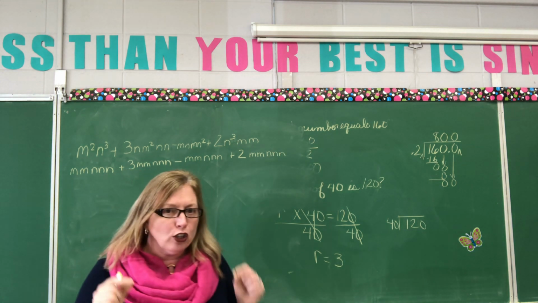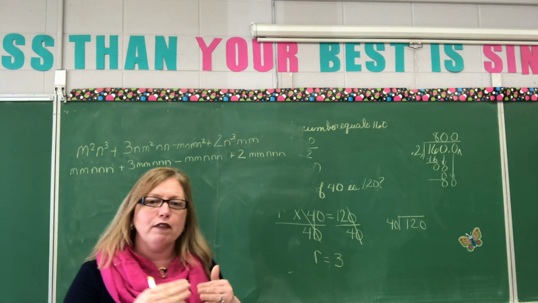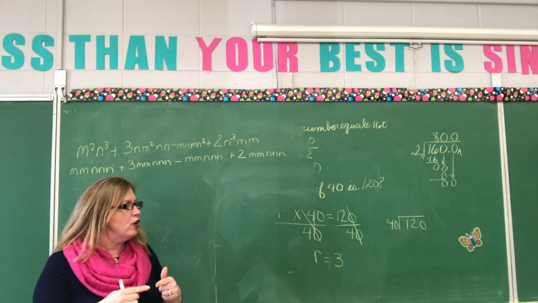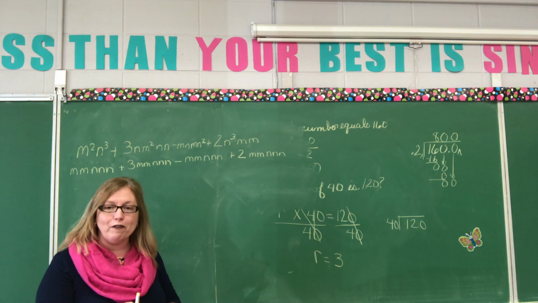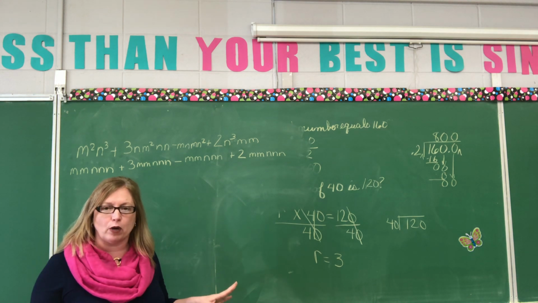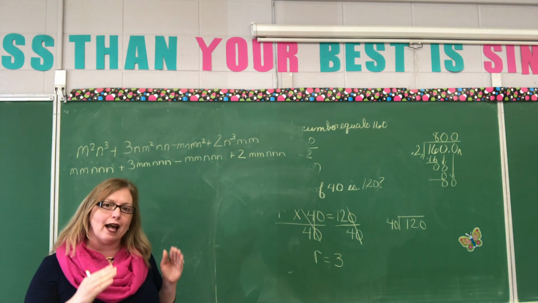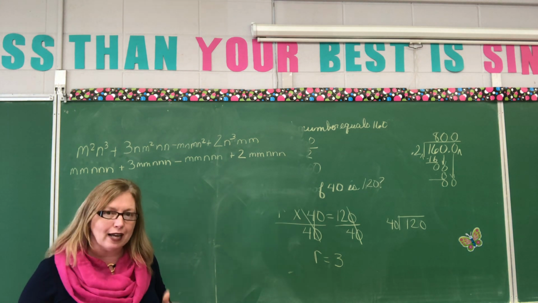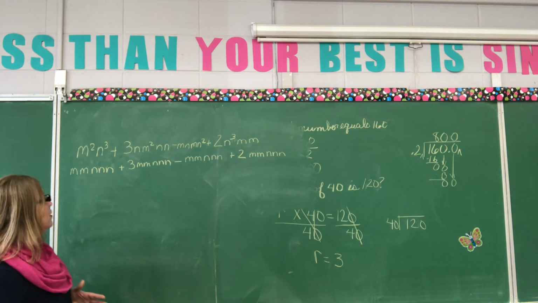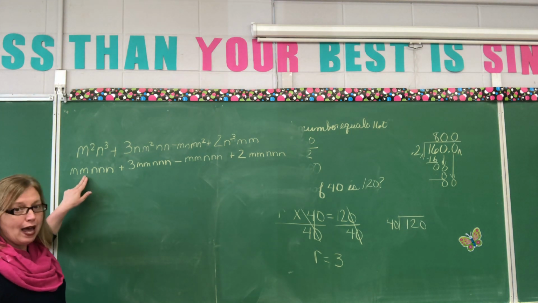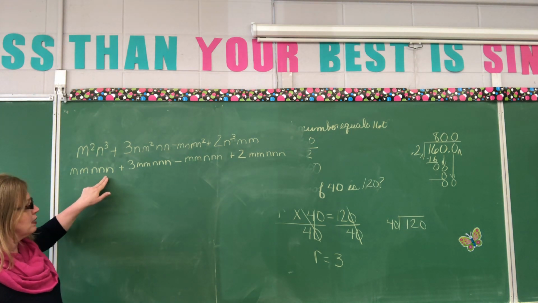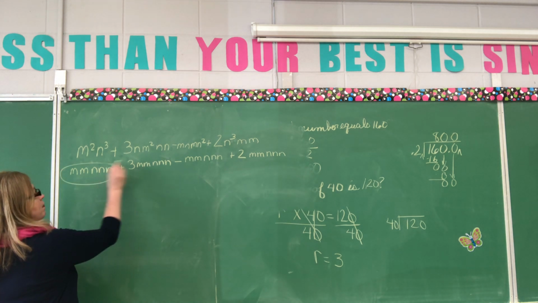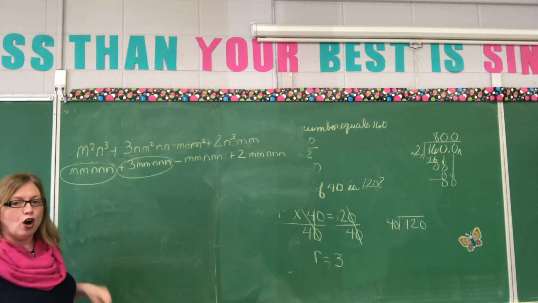Now we're going to go back and look at this. How many of these terms are exactly alike? What am I looking at? Not the coefficients. The coefficients are the numbers. We don't care what the numbers are right now. We're only looking at the variables. We're looking at the letters to make sure the letters are exactly the same. Okay? I have 2 m's and 3 n's. I have 2 m's and 3 n's. So this one and this one are the same.